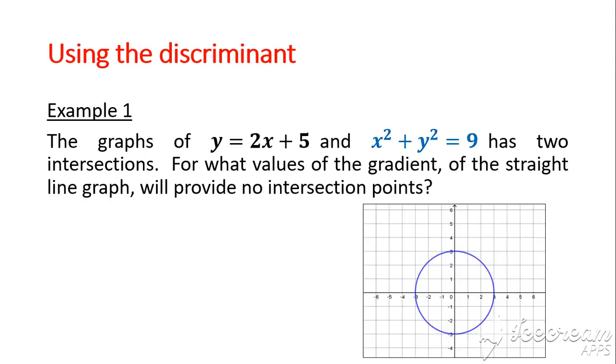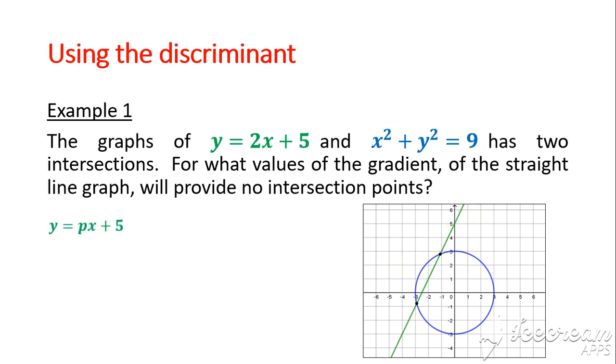Right, here's our circle with a center at the origin and a radius of 3. And here's our straight line graph. And there are the two intersection points at the moment. But what we're doing this time is changing the gradient of the straight line graph. We're keeping the y-intercept at 5 and we're changing the gradient to get no intersection points, like that example I've just shown you.